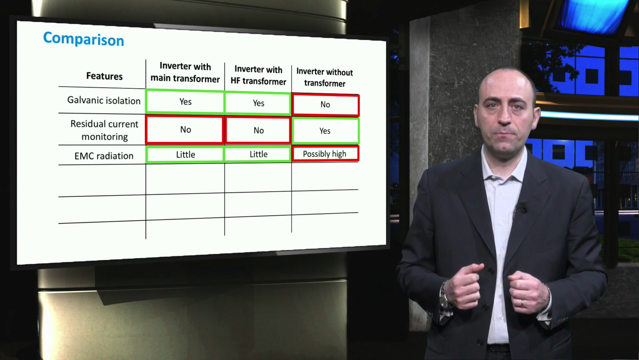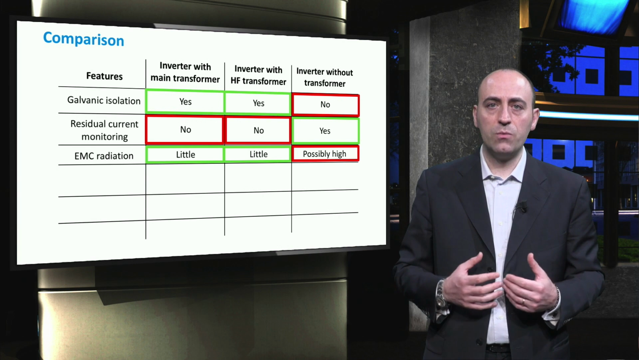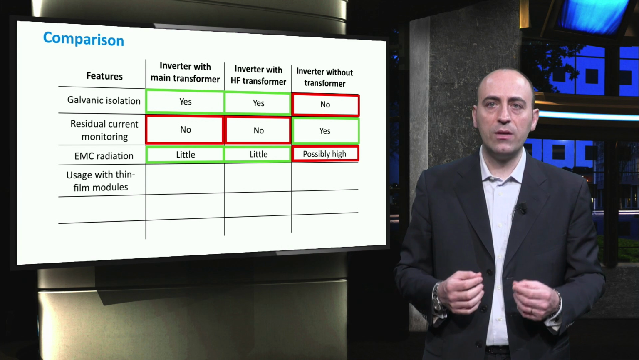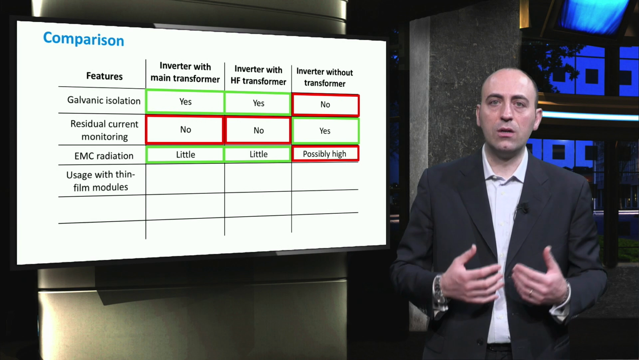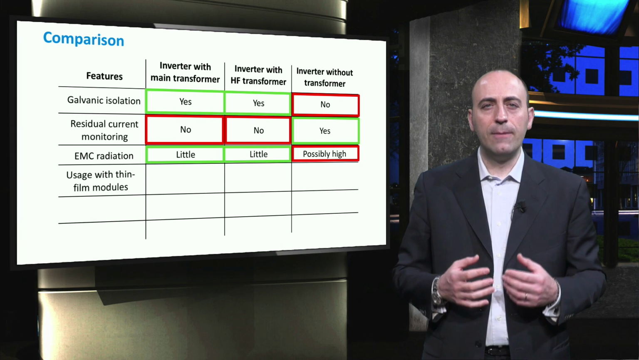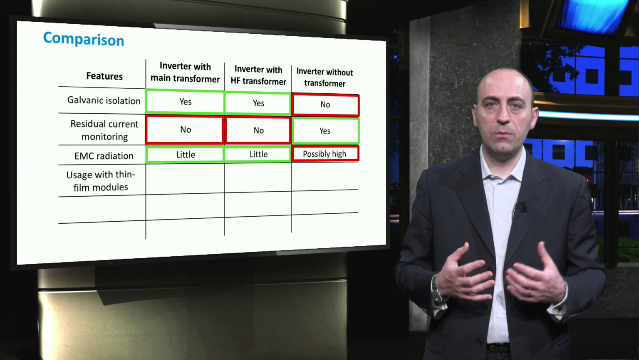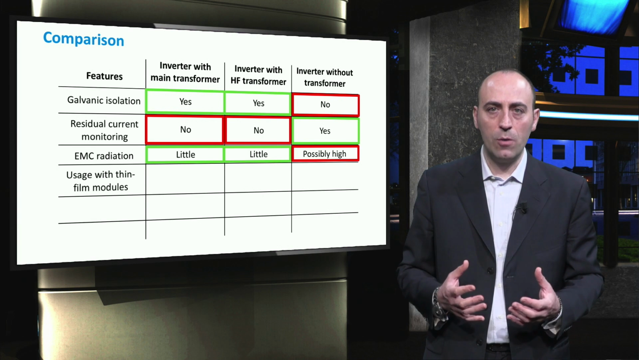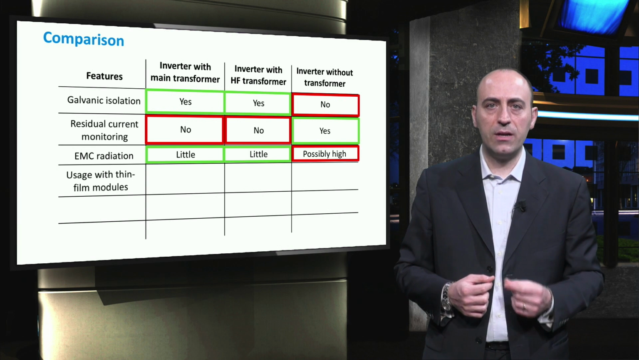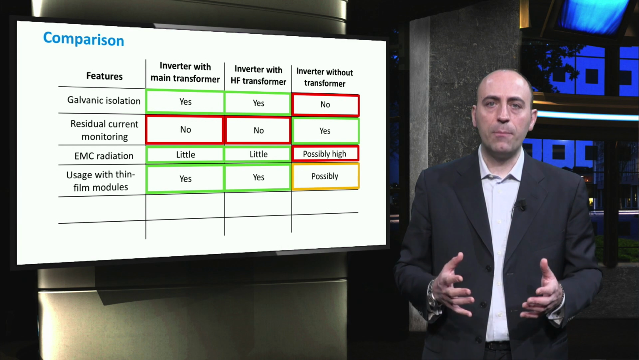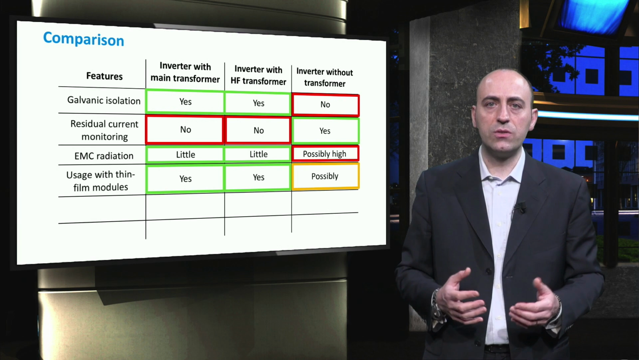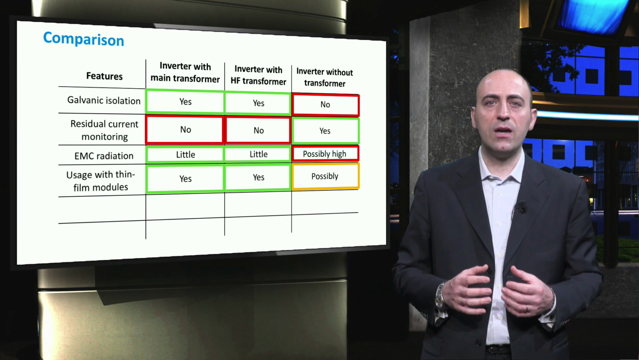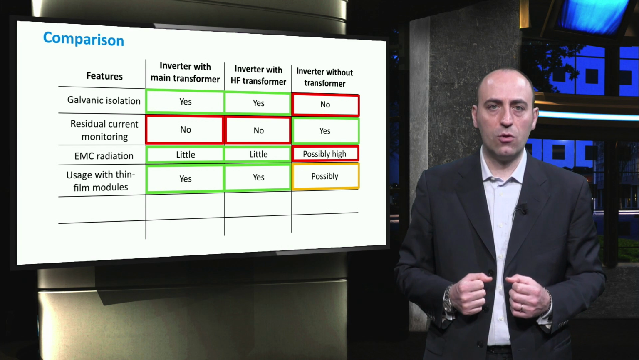Since the first PV inverters were designed for crystalline silicon modules, it is interesting to check whether these can also be adopted for thin film modules. This is mainly due to the fact, as we will see in the next videos, that thin film modules are subject to some deterioration phenomena, such as the corrosion of the transparent conducting film. It appears that when a transformer is used, the usage is ensured for thin film modules, while some issues may arise when adopting an inverter without transformer.